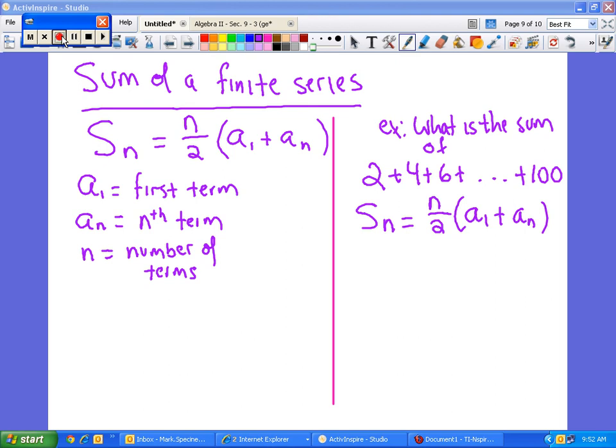Okay, so here we have a series. 2, 4, 6, all the way up to 100. So I write down the formula.